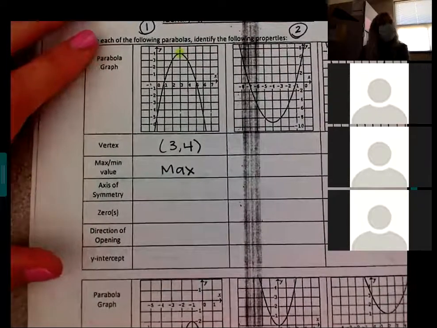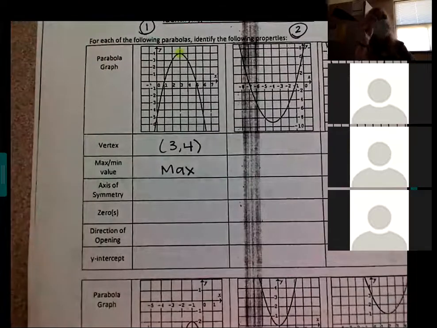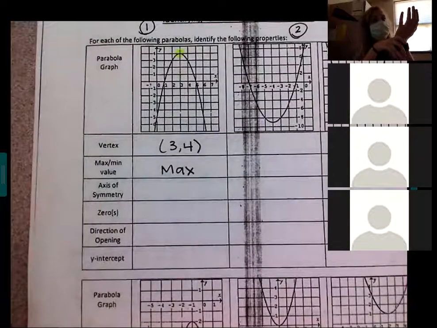Now, this is the part that'll trip y'all up. So listen, axis of symmetry. Can somebody flip to the front and tell me what that meant?